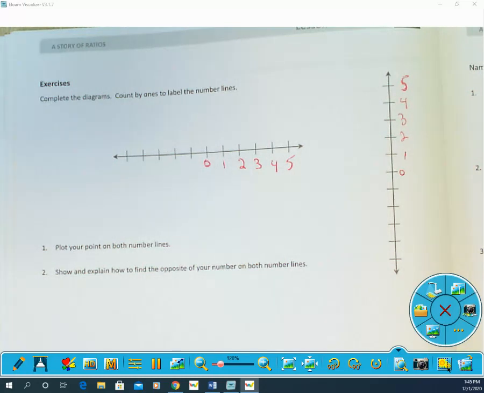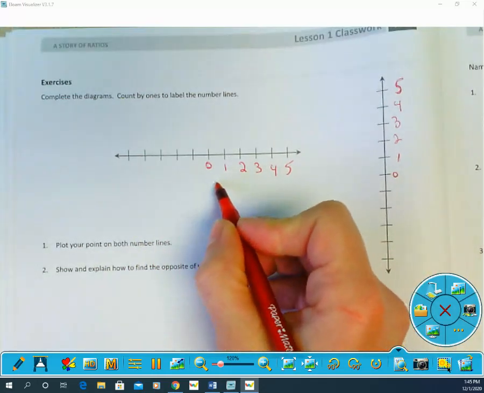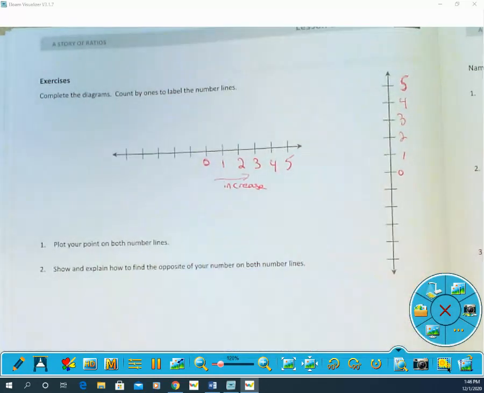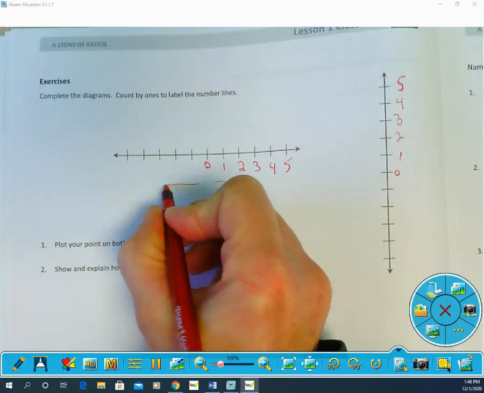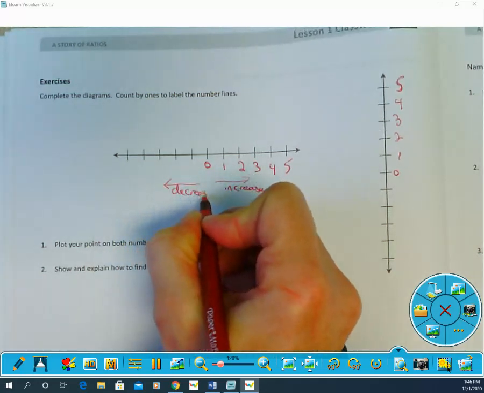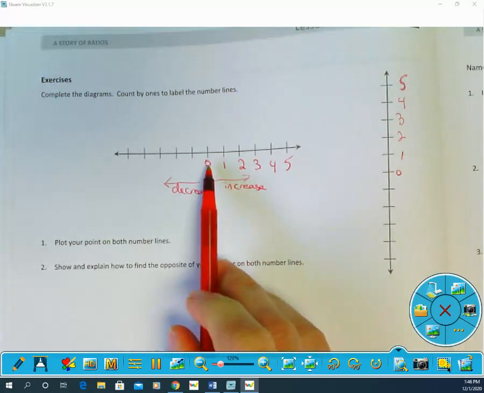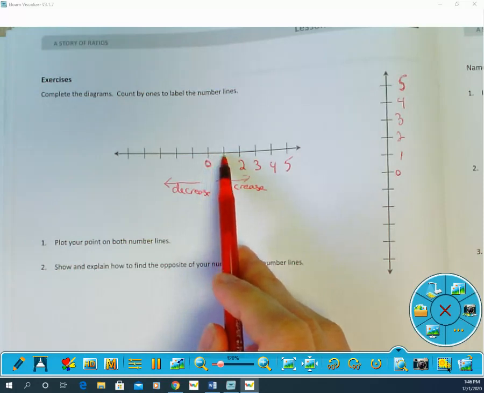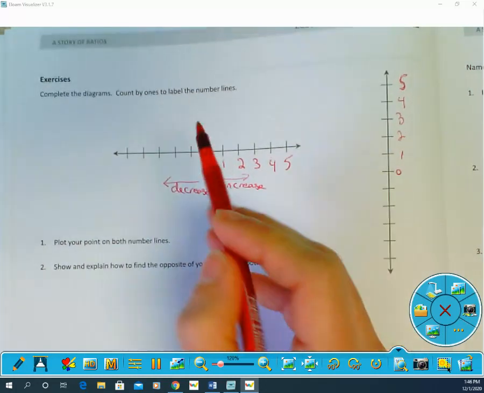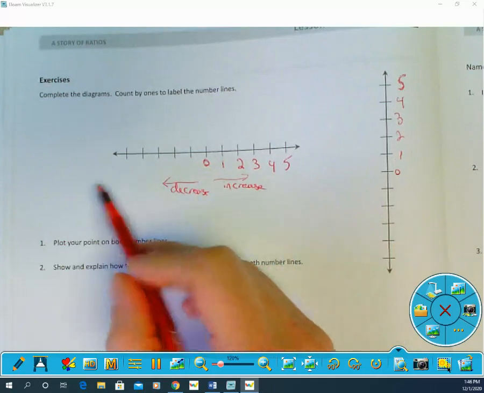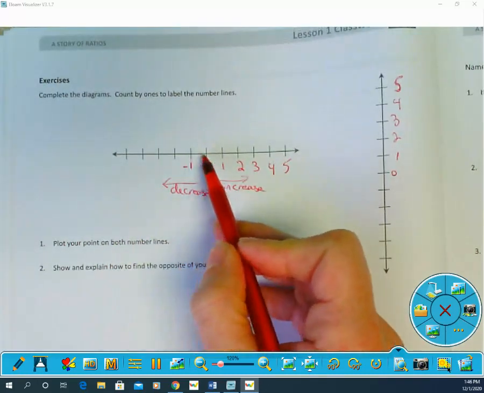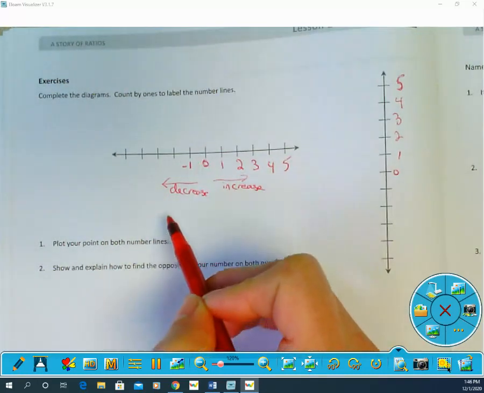Well, that's going to be kind of the opposite effect when I'm going to the left of 0. If they increase as I go to the right, they're going to decrease as I move to the left. And the 0 is its own opposite, but because 1 is exactly 1 unit to the right of 0, when I am numbering this number line to the left of 0, I'm going to start with 1, but it's going to be a -1, because -1 is exactly 1 interval to the left of 0.